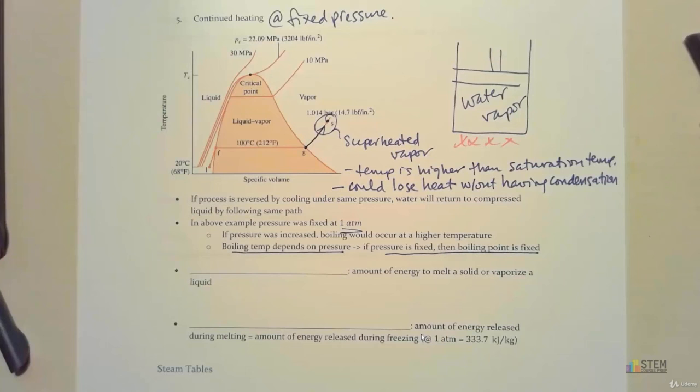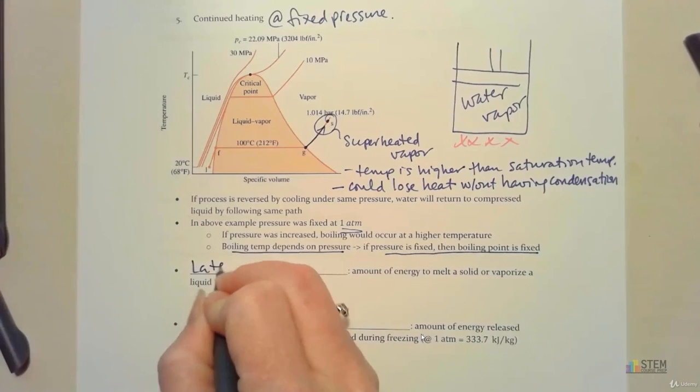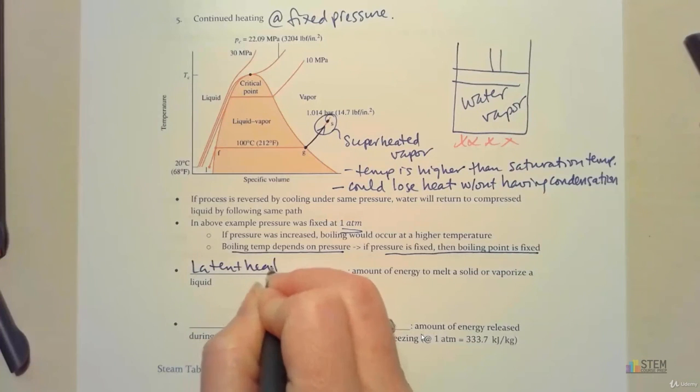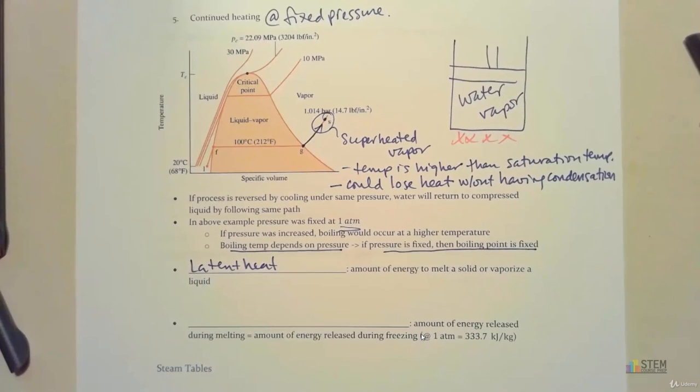And a couple more things, last two things. There's something called latent heat. And I want to tell you what it is in case you hear about it. Latent heat is just the amount of energy needed to melt a solid or vaporize a liquid. All right, so that's all that is.